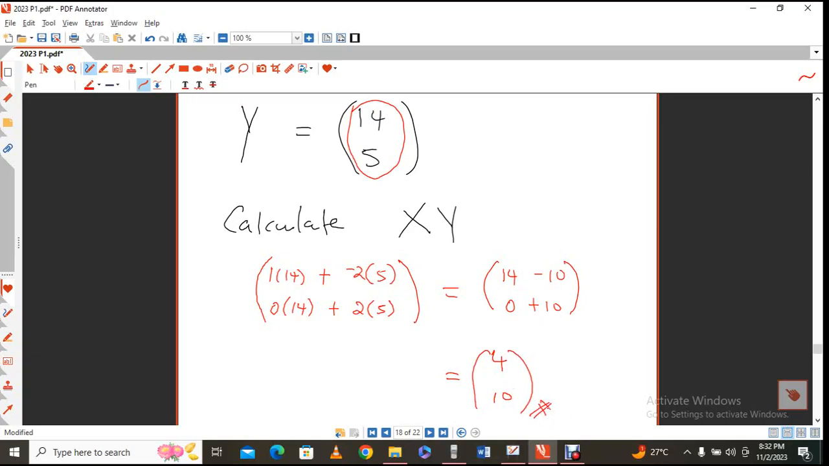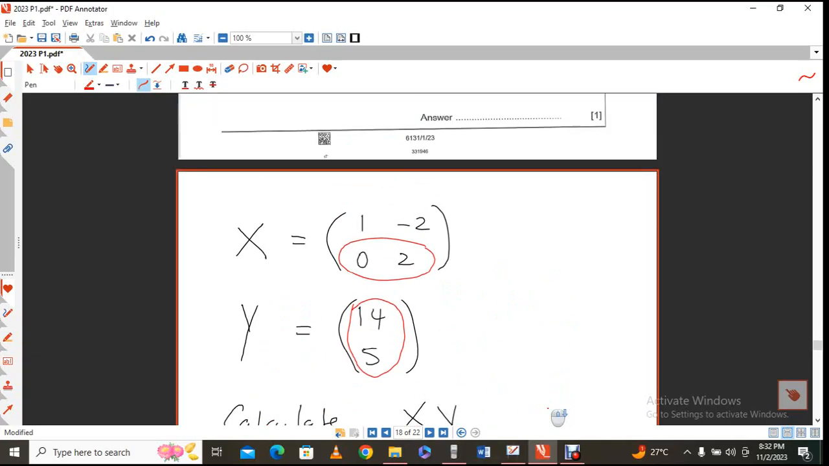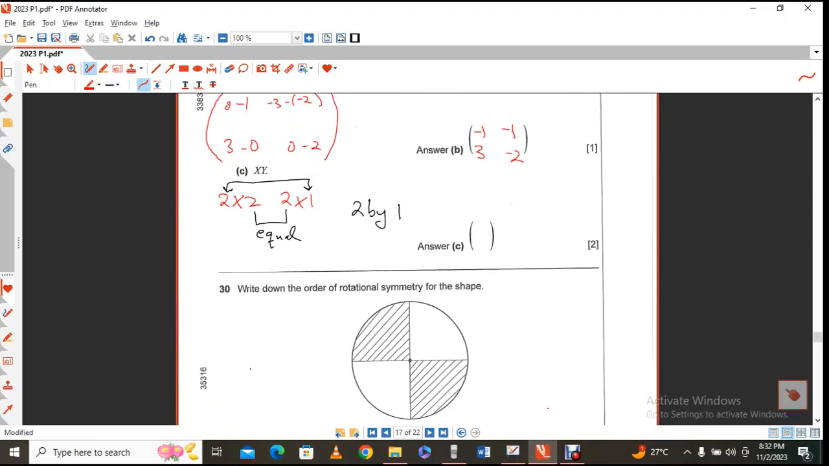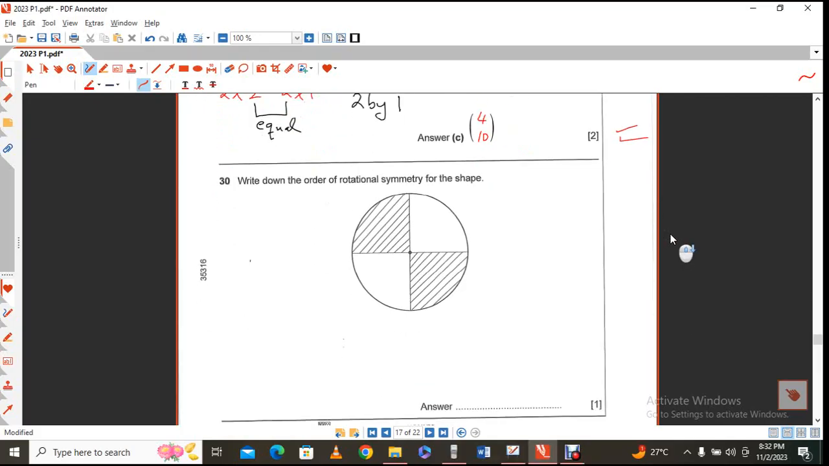All right, so let's go back and put our answer up there. So the answer is 4, 10, which is a 2 by 1 matrix, as I have indicated. Good. Question 30.